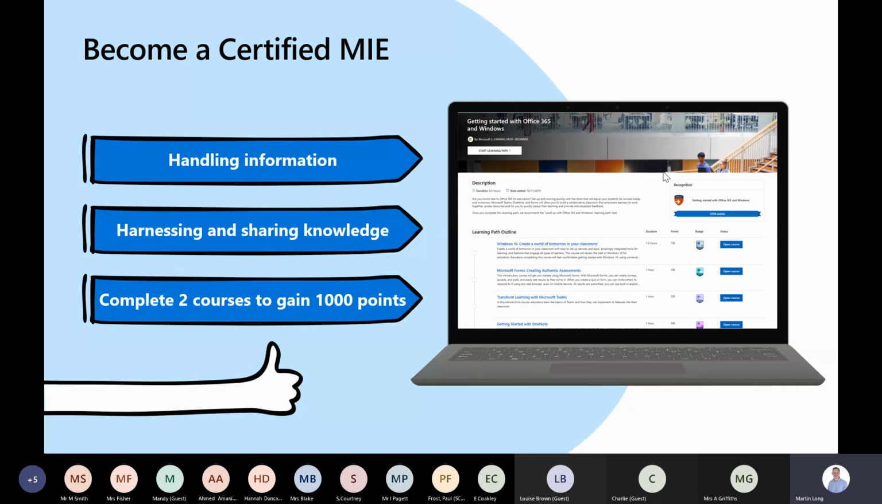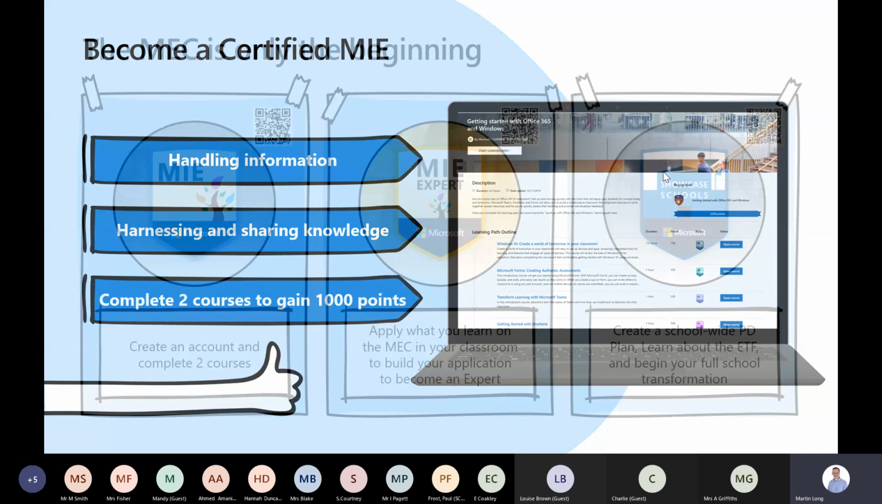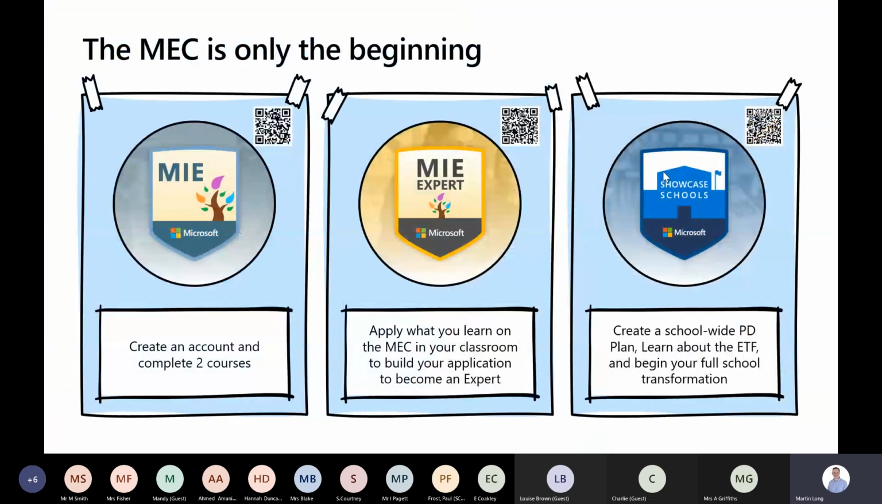And what you need is 1,000 points. So today we are going to gift you 1,000 points because you will learn everything that's equivalent to the 1,000 points of study that you would have completed on the courses around using Teams. So by the end of the day, you'll be an MIE like on the left, but also if you decide that you really are passionate about understanding more about how to get the most out of Office 365 and how it can work for your school, you can then apply to become an MIE expert.